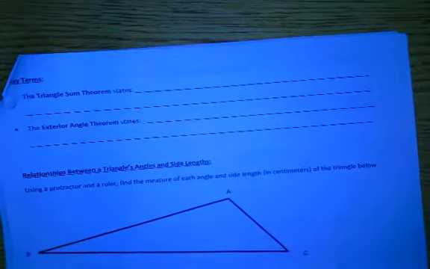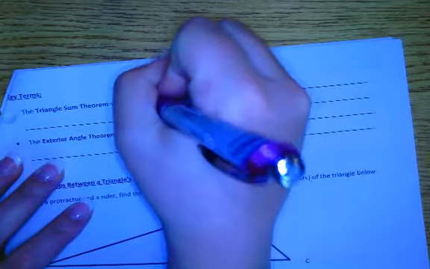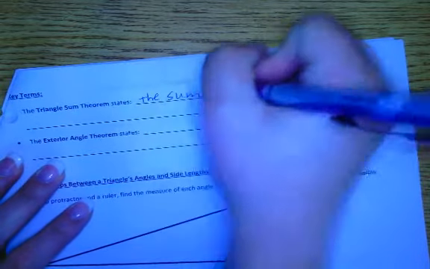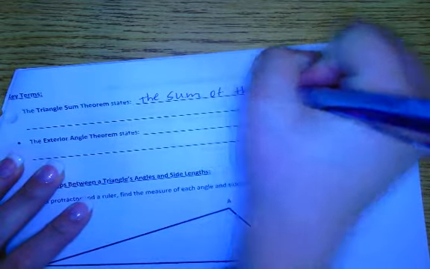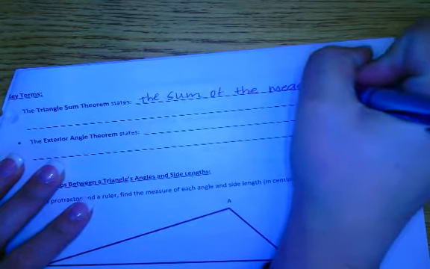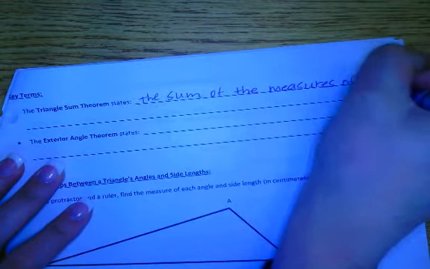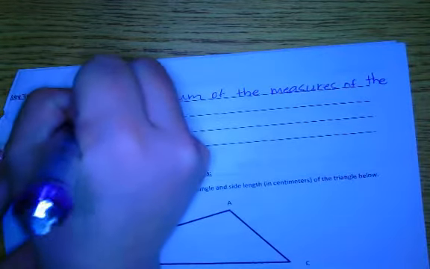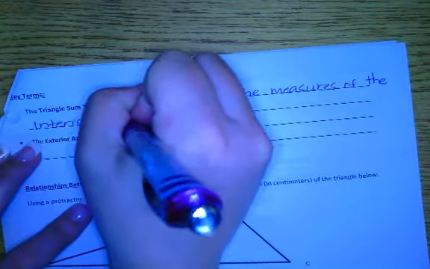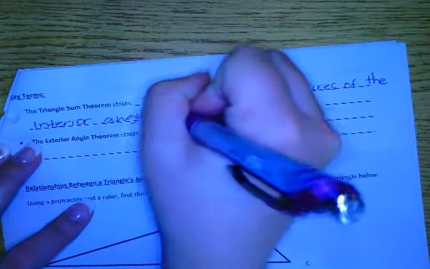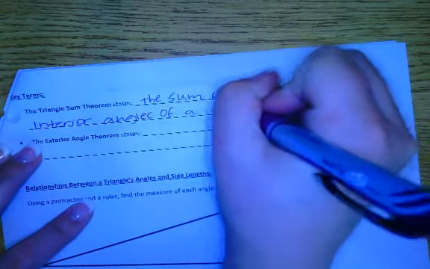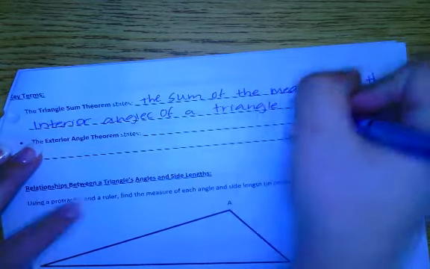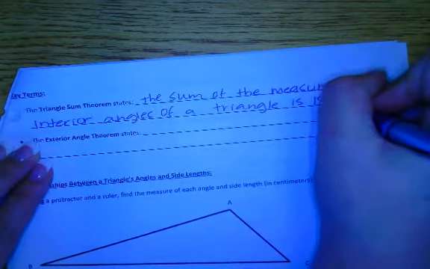Triangle sum theorem states the sum of the measures of the interior angles of a triangle is 180 degrees.